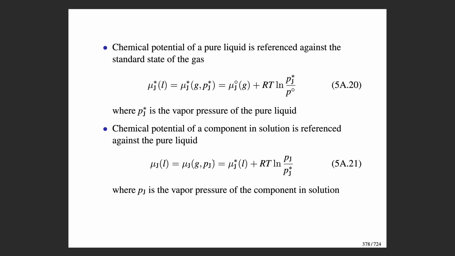And so in the case of a solution, we reference the chemical potential of component J in the solution relative to the pure liquid's chemical potential. Up here, we referenced it relative to the standard state of the gas. Here, it's relative to the pure liquid. And then the correction factor involves a ratio of vapor pressures. So this is the vapor pressure of component J in solution. This is the vapor pressure of component J when it's a pure solvent.